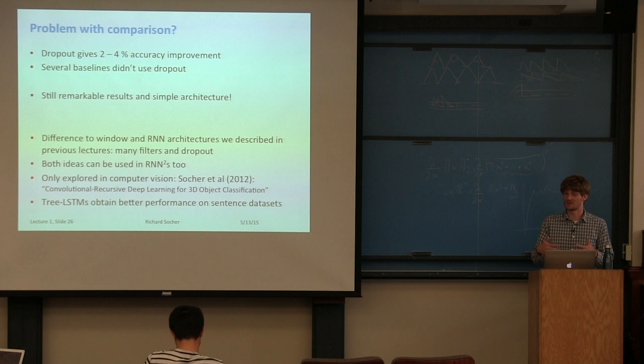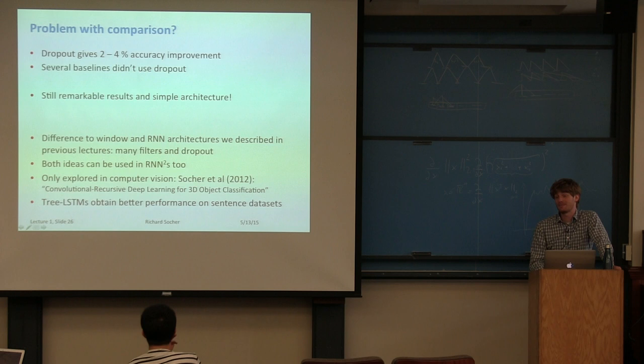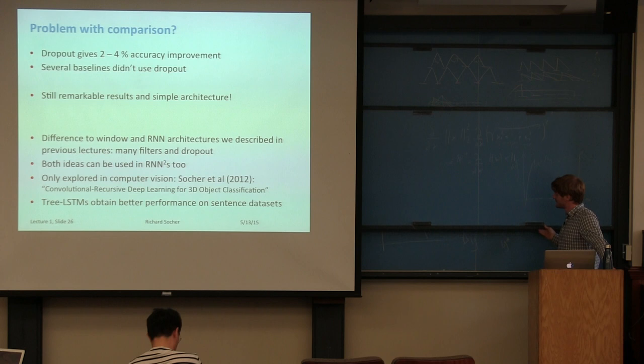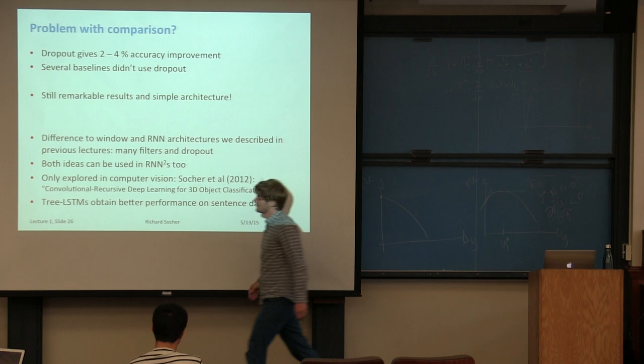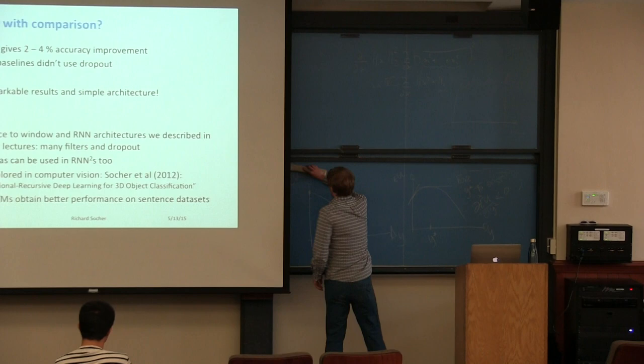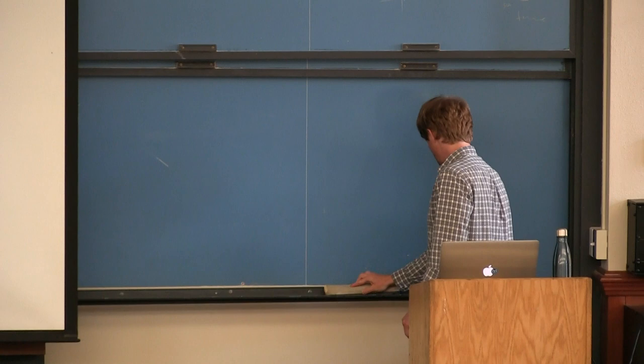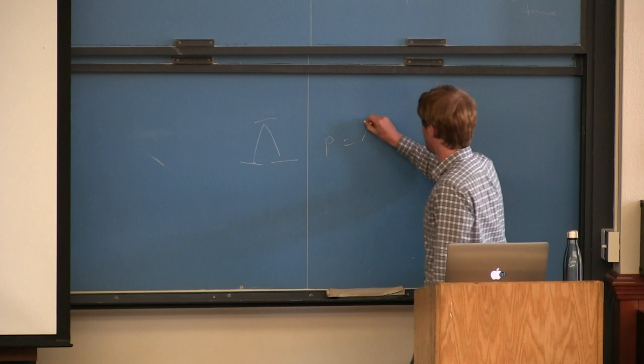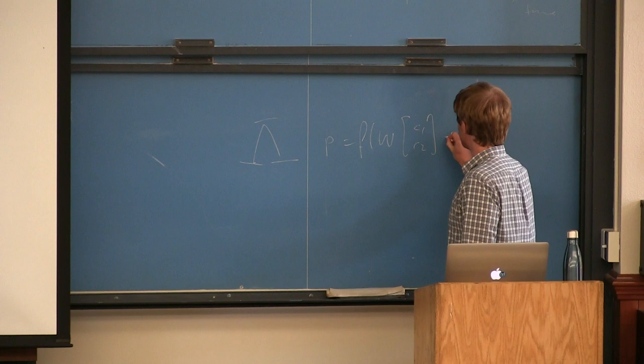Even on CPUs, this is something that benefits you because you don't need to have a bunch of branches in your code. So the difference here to the window and RNN architectures that we described is basically that they use Dropout, and they also had many filters. And so when you think about this, in all our RNN models, what we had written is basically using only a single weight W. So in our main equation, we always computed a parent vector p from two children as f of W, child 1, child 2, plus b. And we use the exact same W here at every single node of the tree.